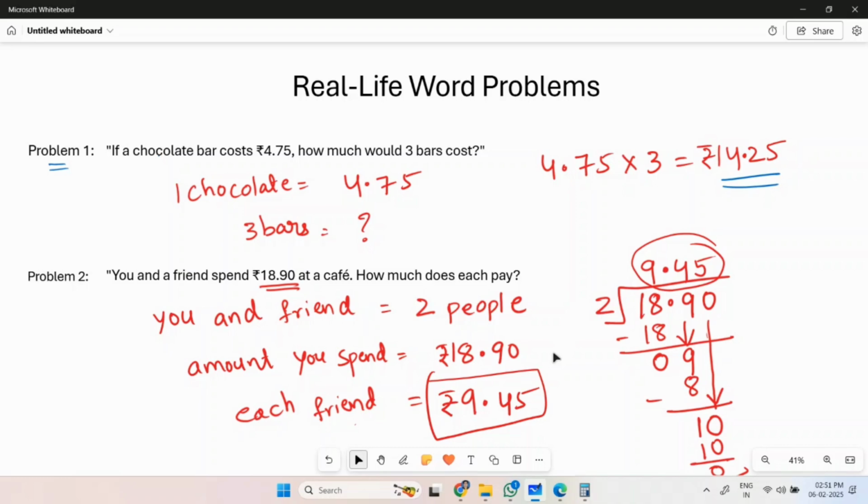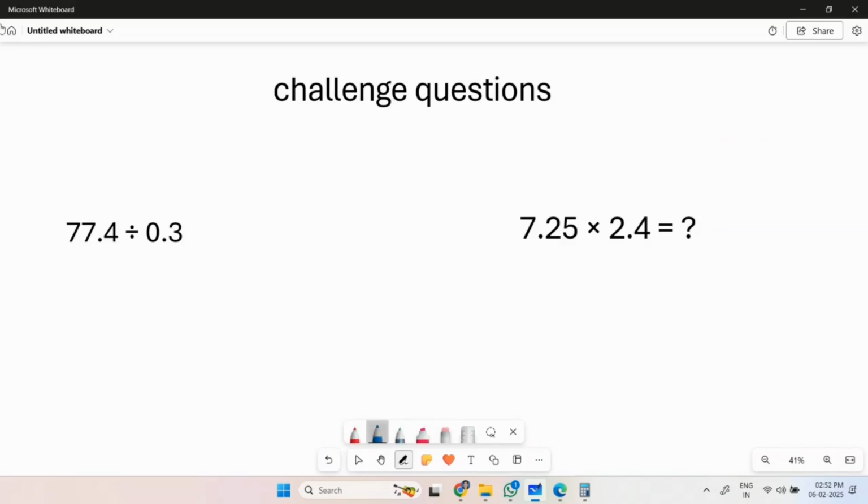I hope you mastered the multiplication and division of decimals. Now take these challenge questions and comment your answers below. The first question is 77.4 divided by 0.3 is how much? And the second question is 7.25 times 2.4 is how much?